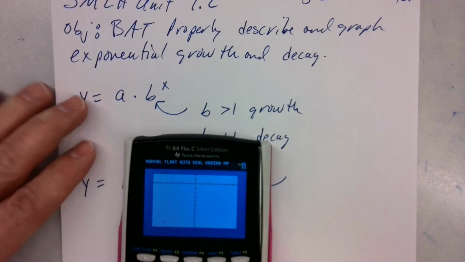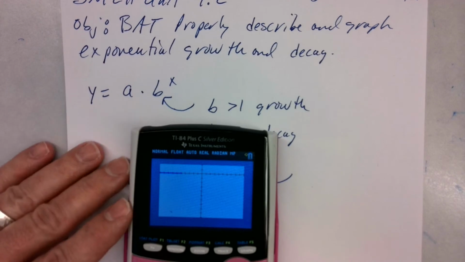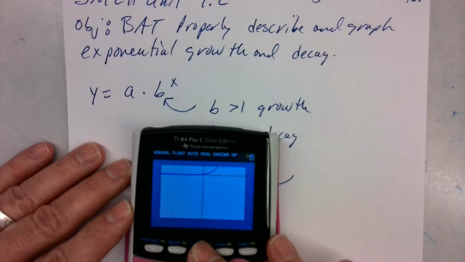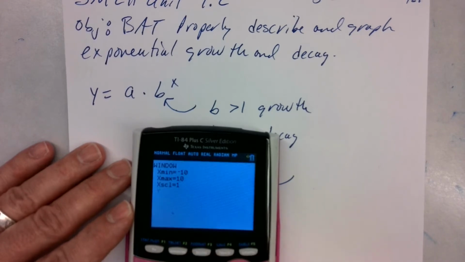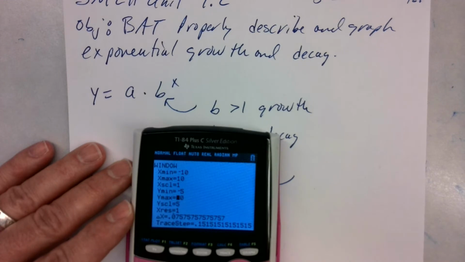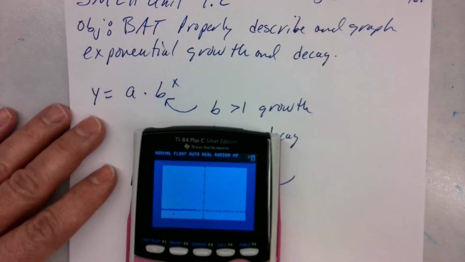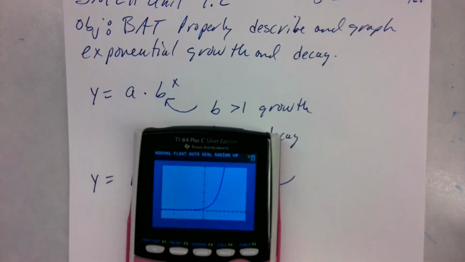And I'm going to graph that. And I've got to zoom this. So let's go window, and I'm going to have my y min be -5, and I'm going to go up to 25, and I'm going to go by 5s, and let's graph this just so we can get an idea of what's going on here. Okay, so that is what an exponential growth function looks like.